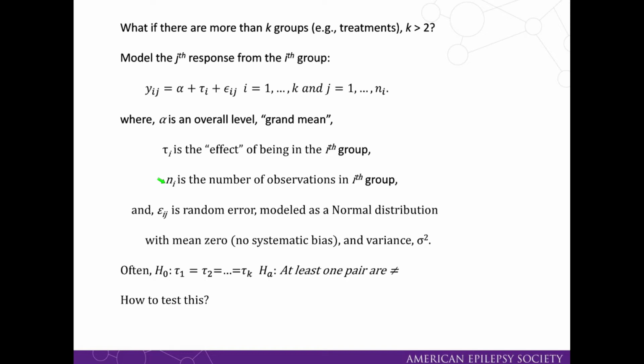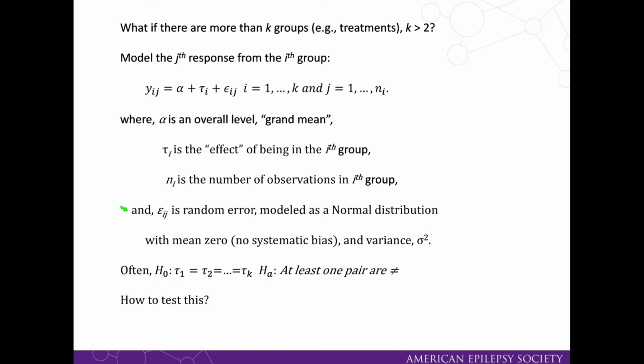We usually like them to be equal, but they don't have to be. Epsilon ij is basically what makes the model go statistically. It adds some randomness to it. It says, in a perfect world, Yij will equal alpha plus tau i, but that's never going to happen.